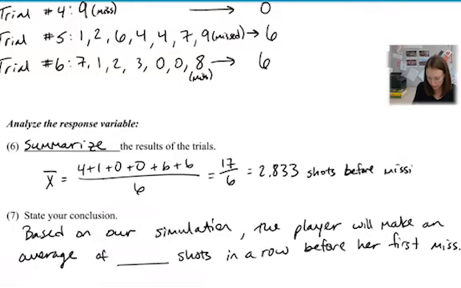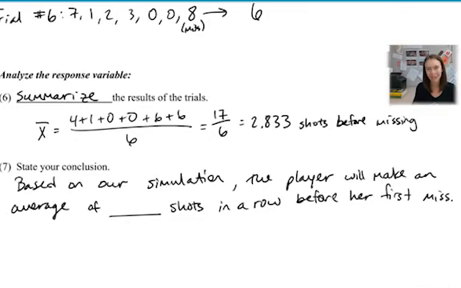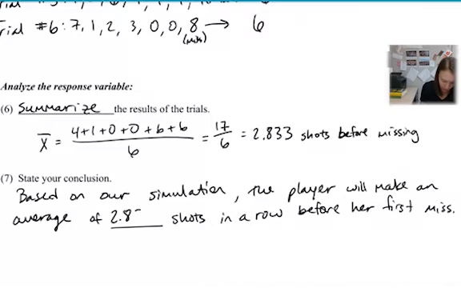Now, in stats, especially AP stats here, we want to make sure to state our conclusion in a full sentence with context. So based on our simulation, so this isn't like for sure this is always going to happen. It's just based on our simulation. Based on our simulation, the player will make an average of 2.833 shots in a row before her first miss.